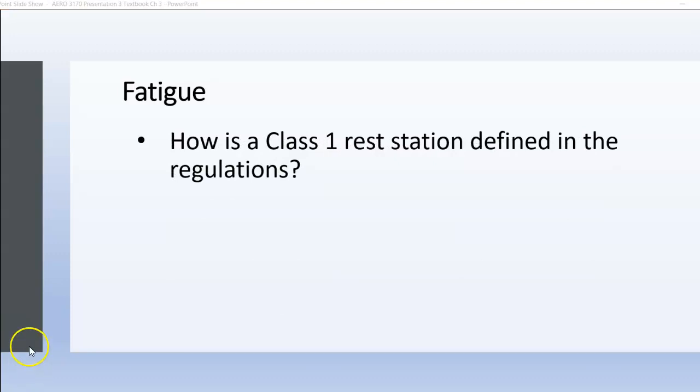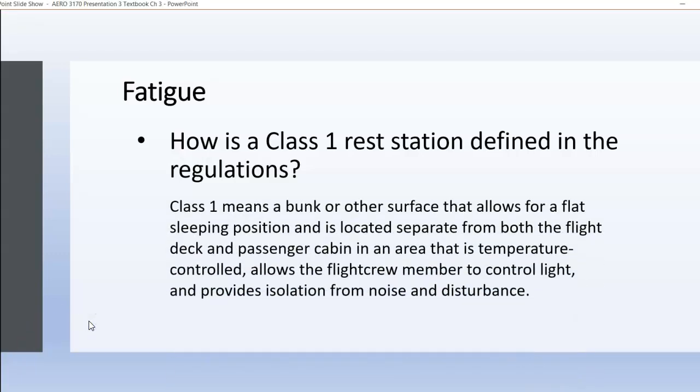The next definition concerns different rest stations. A Class 1 rest station is defined as a bunk or other surface that allows for flat sleeping position and is located separate from the flight deck and separate from the passenger cabin, where the temperature is controlled and it allows the flight crew member to control light and provides isolation from noise. So this is the best class rest station.